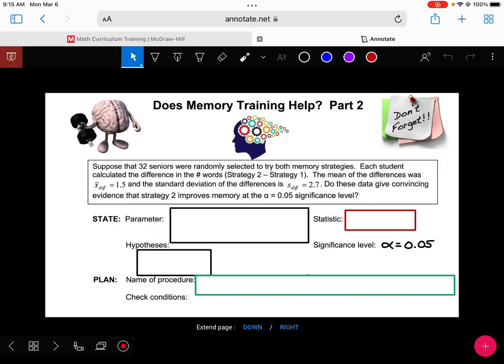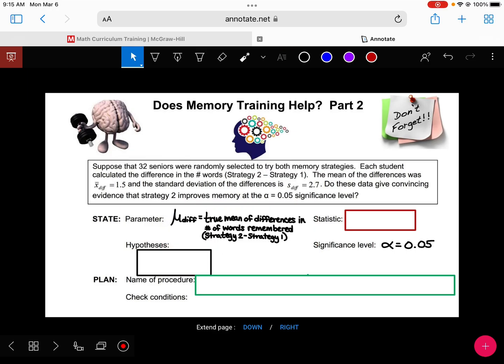Let's see how we've done. What would the parameter be here? Mu diff. And how would we define mu diff? True mean of differences, or true mean difference in the number of words remembered. And you do have to give direction. So just like when we're doing a mu1 minus mu2, for a mu diff, you do have to show the direction of that subtraction.